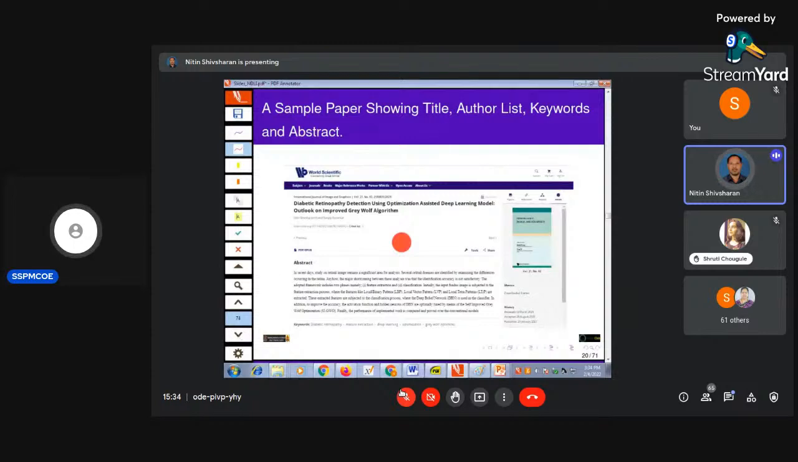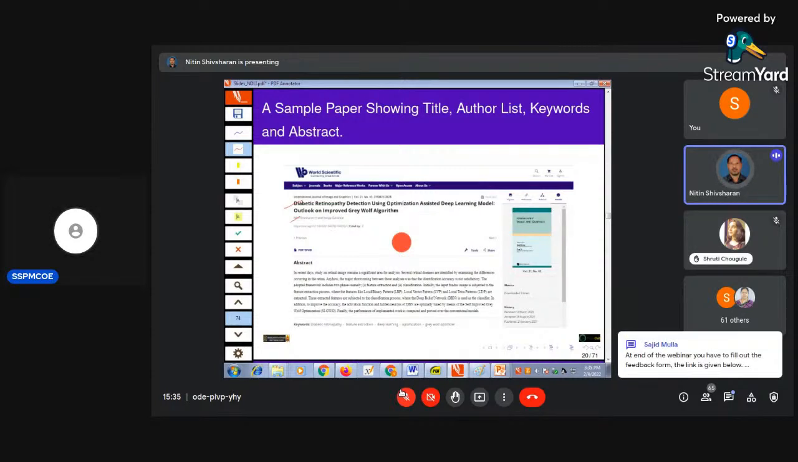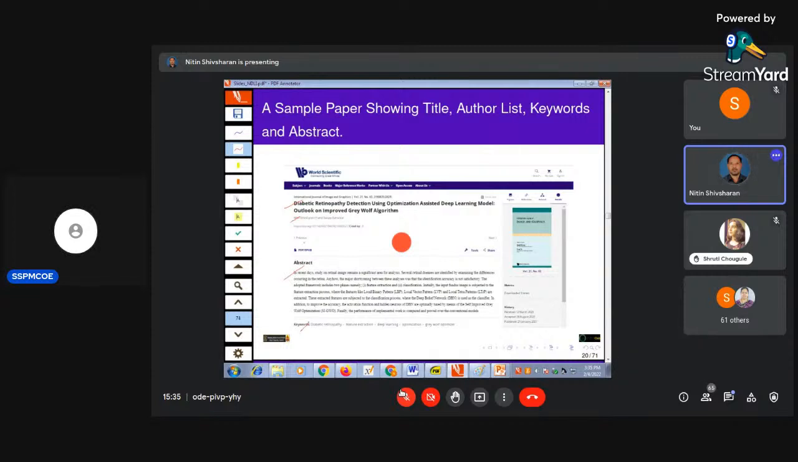Okay, this is one of the sample formats. Once you enter the title, you enter your author names and the addresses of the authors, then the abstract, and then the keywords. And this is the first page of your journal paper. After publishing, this will appear.